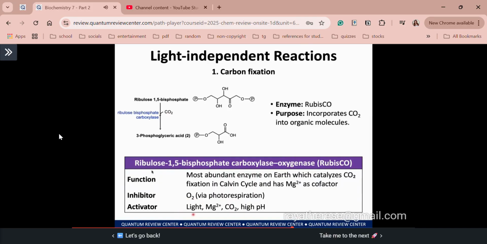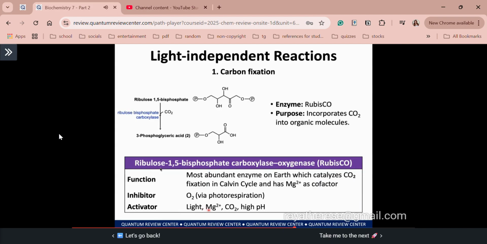Class, again, light is the main factor that will activate your Rubisco. Sir, why? It shouldn't have a direct effect, right? Recall, in our light-dependent reaction, we produce ATP and NADPH. And of course, if we have enough light intensity, we will produce enough concentration of ATP and NADPH that will power your carbon fixation and your second and third reaction.